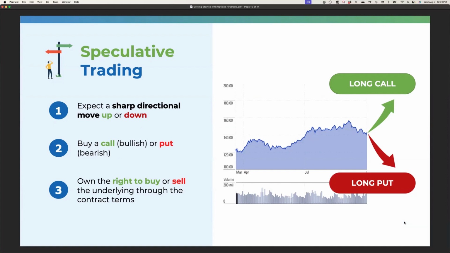So let's talk a little bit about speculative trading, right? This is when you expect a sharp directional move up or down. This could be on earnings. This could be on a technical breakout to the upside or technical breakdown to the downside. There could be some kind of catalyst like a macroeconomic event coming up. Whatever it is, something is giving you a view that you think a stock is going to make a big move in one direction or another. This is where you can look at buying a call option or a put option, depending on whether you're bullish. A call option would be bullish, a put option would be bearish. And it gives you the right to either buy or sell the underlying stock through the expiration date of the option contract.